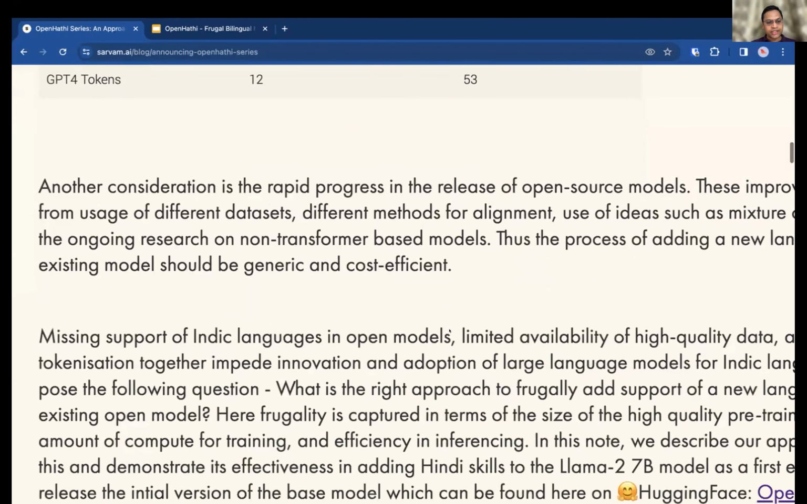You would like to be able to support Indian languages in models like Llama and Mistral and let people do things on top of it, but also avoid having to pay this tokenization cost. So how do we go about doing that? Just to formalize the problem a little bit more, let's say you have an English model and you would like to add Hindi skills onto it afterwards.